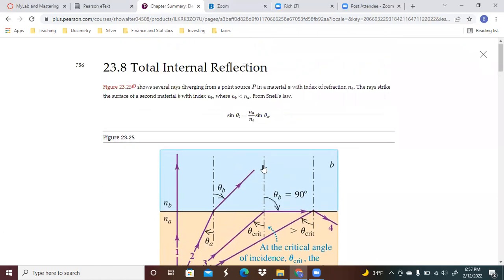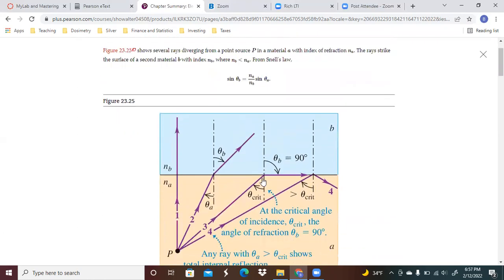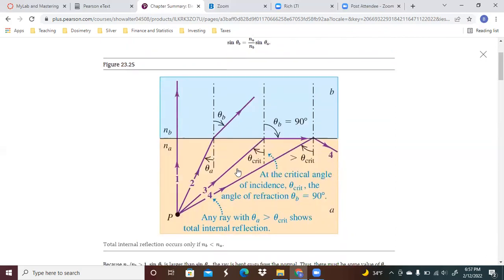Total internal reflection. If we take a look at this particular figure, we've got several rays diverging from a point. All these rays, 1, 2, 3, 4, are coming from this particular point in a material A with index of refraction n sub A. The rays strike the surface of the second material. And from Snell's law, you can see what all of these angles end up being. Obviously, if it's coming in like this at 90 degrees, it just goes through in the same pathway. Here you can see a little bit more of a bend.